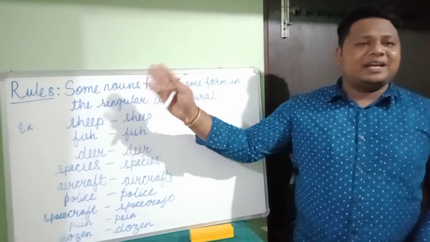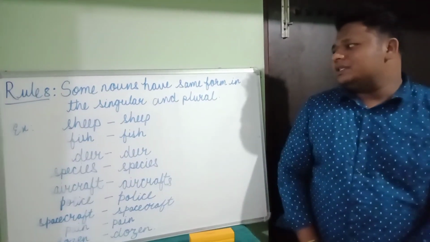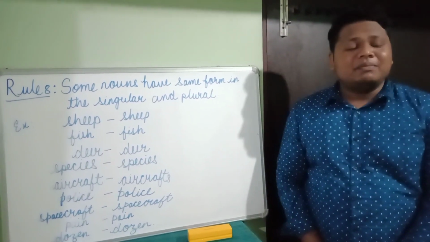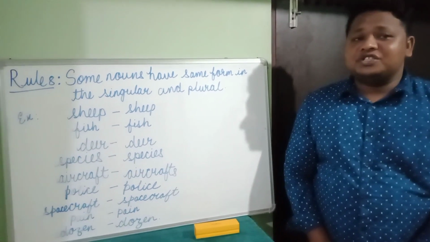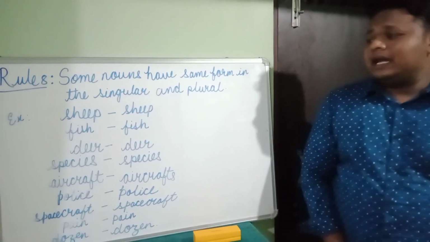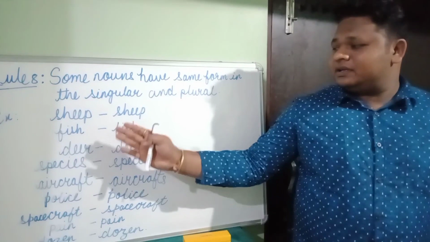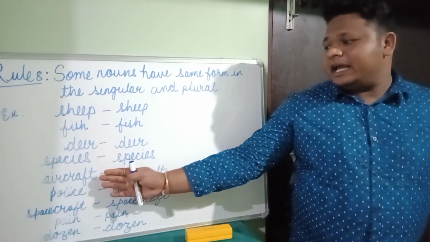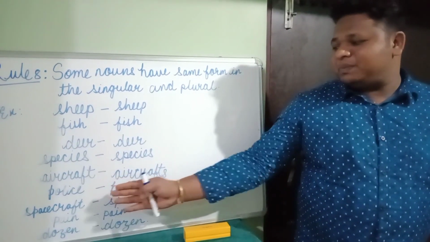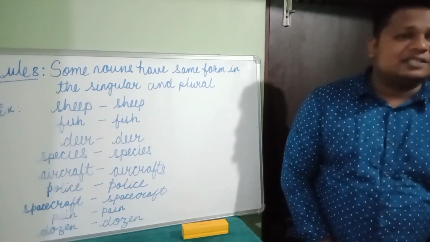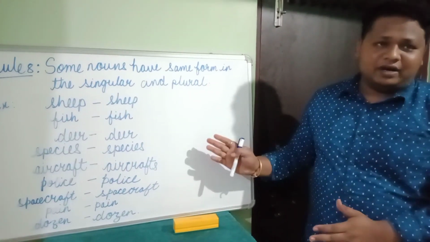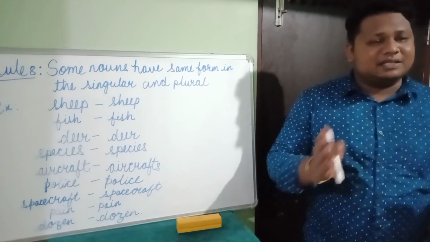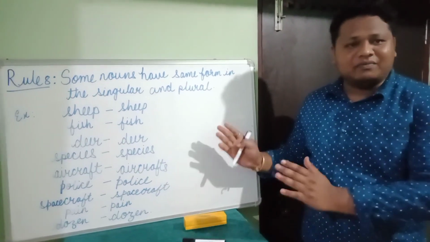Rule number 8 and the final rule: some nouns have the same form in singular and plural. For some nouns, the form does not change in the plural. Let us see some examples: sheep, fish, deer, species, aircraft, police, spacecraft, pain, dozen. These are some words whose plural form doesn't change. They remain the same in the singular as well as in the plural form.